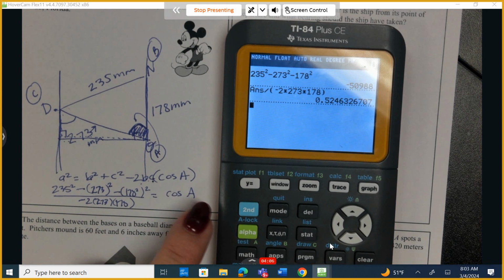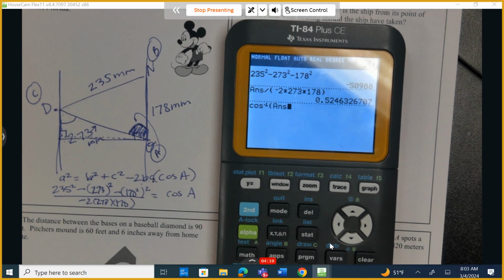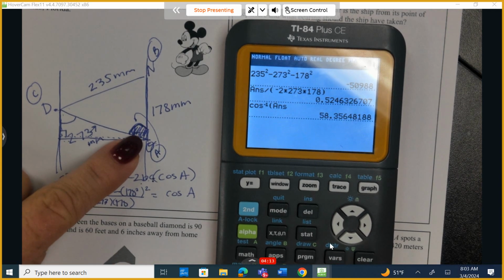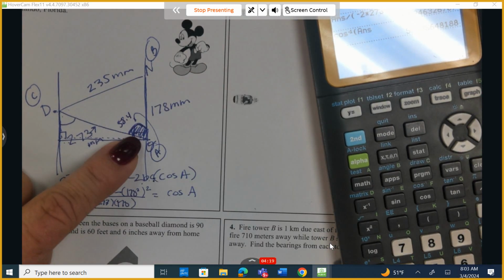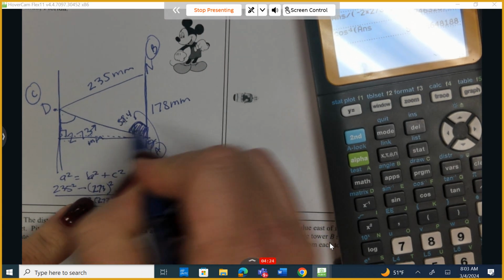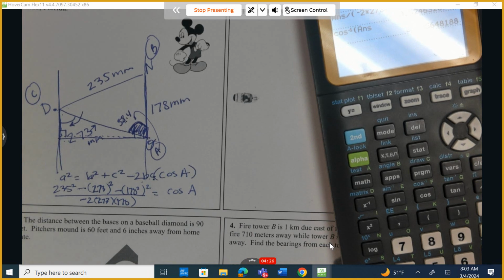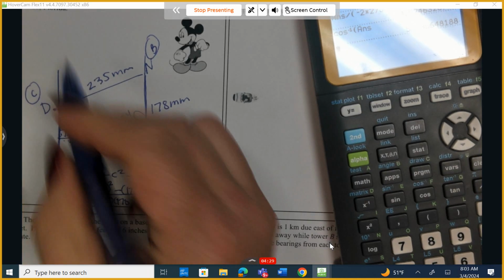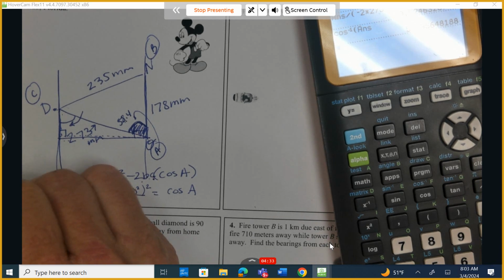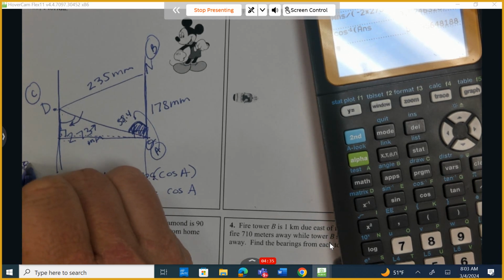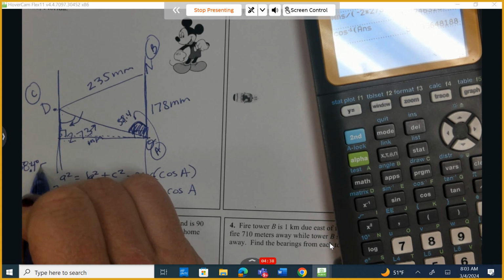Now to figure out A, we're going to do the arc cosine, or the inverse cosine. I'm going to copy and paste that in. This is the angle I get: 58.4 approximately. Now that angle is going to be the same as this angle right here. So if I had to give the bearings from Denver to Orlando, I would say go south 58.4 degrees and then to the east.